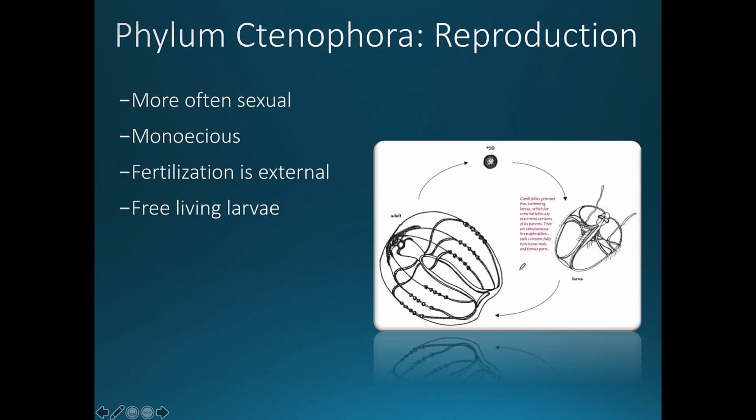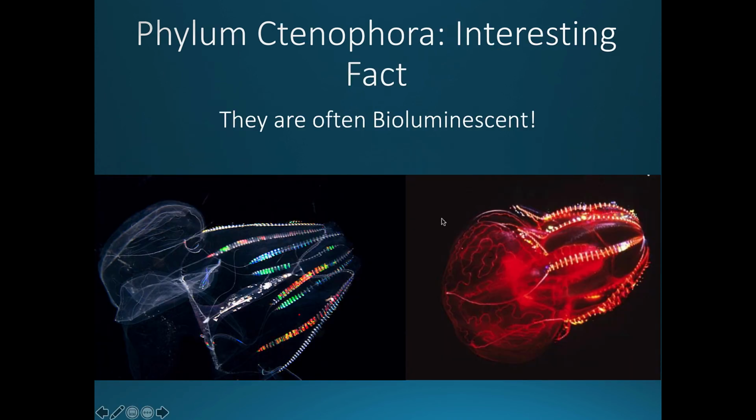Alright, now let's think about the reproduction of the comb jelly. Most of these reproduce sexually. However, they are monoecious, again meaning that they have both male and female reproductive structures. Fertilization is external, and just like we saw with the Porifera, they do have this free-living larval intermediate stage. An interesting fact about Ctenophora, the comb jellies, is that they are bioluminescent. They live in the depths of the oceans, where we see a lot of bioluminescent organisms.